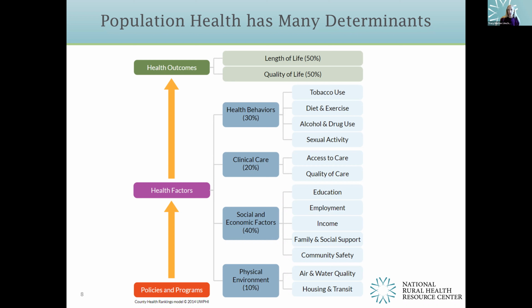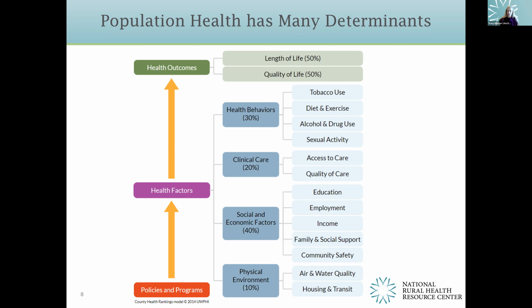But if we look at those health factors on the right, we can see that 30% of the health outcomes are led by health factors related to our health behaviors, things like tobacco and alcohol use. 40% are driven by social and economic factors. And that includes education, employment, income, all those socioeconomic status types of things, as well as community safety. And then the bottom 10% is by the physical environment, or the environment that we live within. And as you can see, 20% of the health outcomes are driven by health factors related to clinical care, access to care, and quality of care.